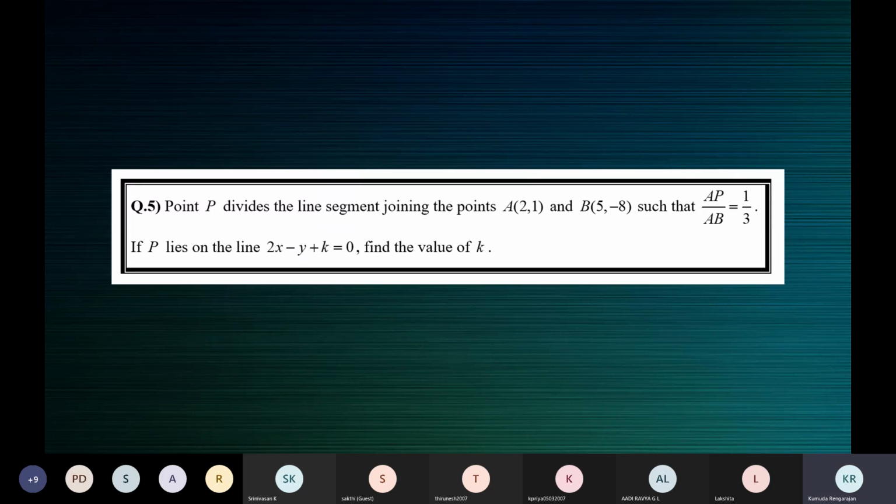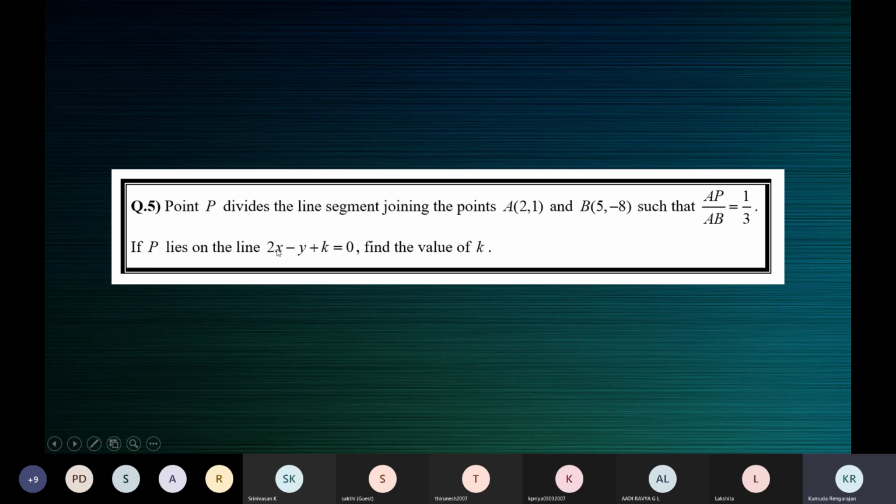Now read the question ahead. Now we know the address of P. P is given by the address 3 comma minus 2. Now if this point P lies on the line 2x minus y plus k is equal to 0, find the value of k. So we know that if P lies on this line, then the coordinates of P will satisfy this equation.